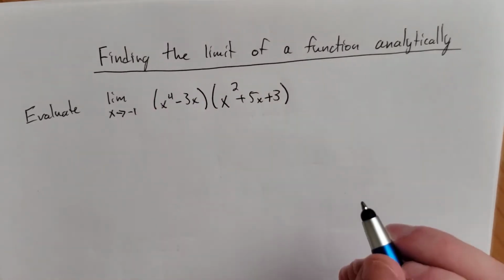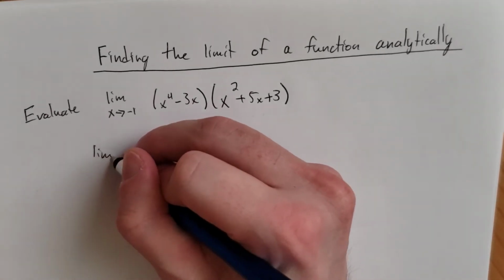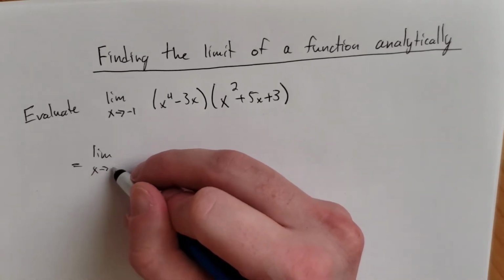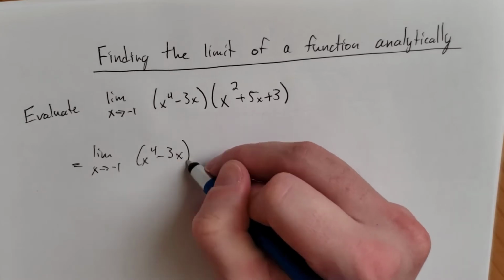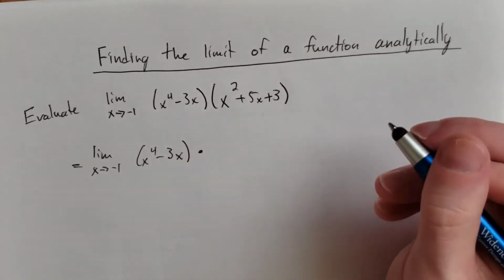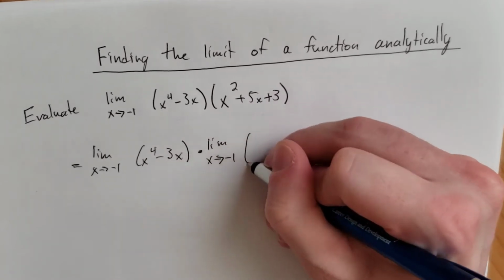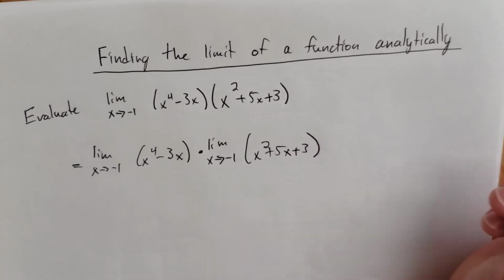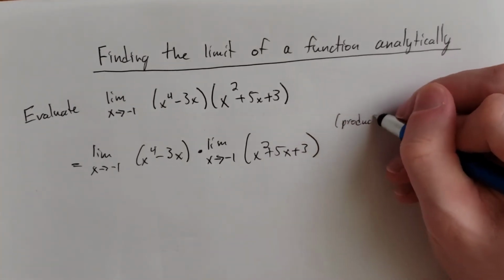Well, first, by the product law, or product rule, this limit here is equal to the limit as x approaches -1 of x^4 - 3x, times the limit as x approaches -1 of x^2 + 5x + 3. And again, that was using our product rule here.